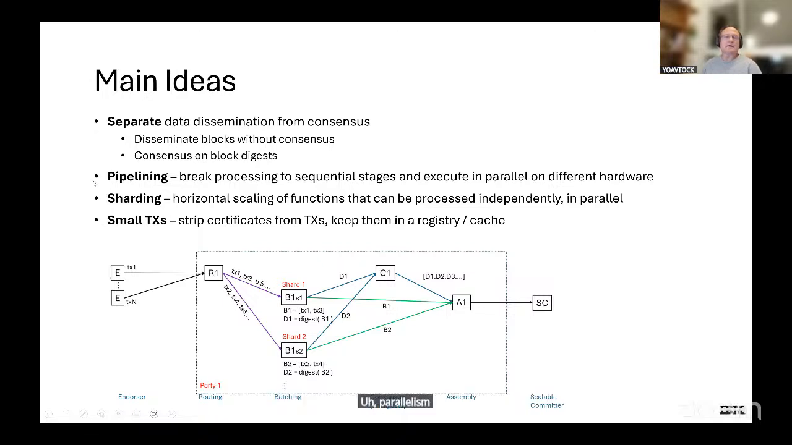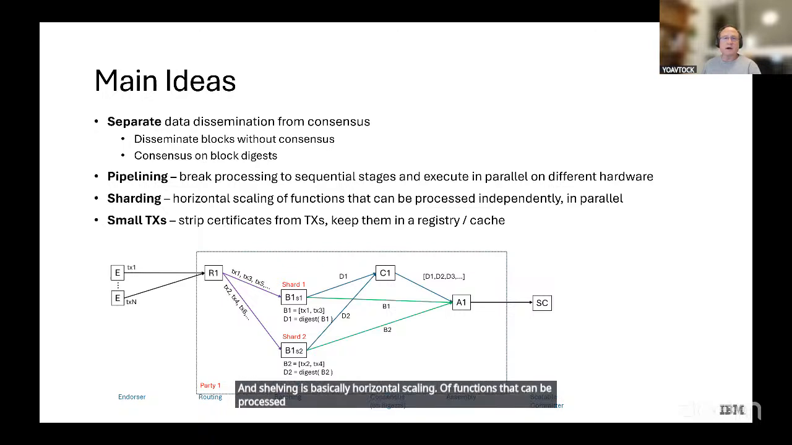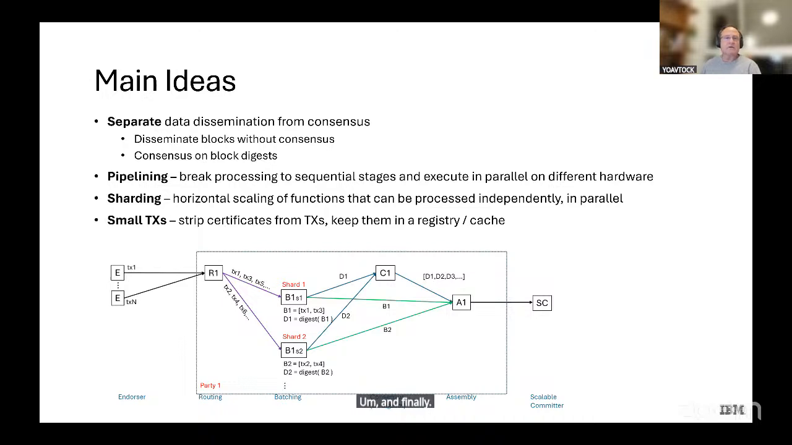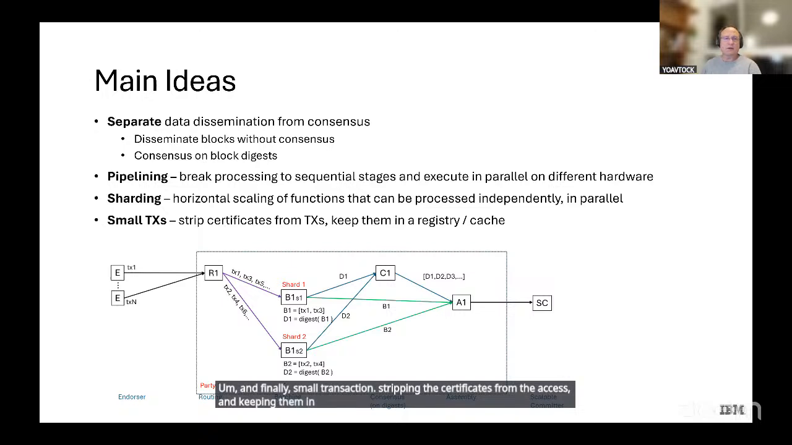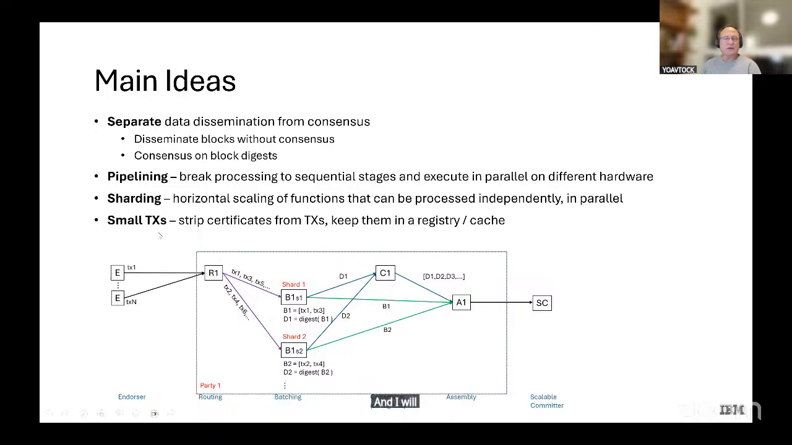Parallelism is implemented by introducing pipelining, breaking the processing into sequential stages and executing in parallel on different hardware. And sharding is basically horizontal scaling of functions that can be processed independently in parallel. And finally, small transaction: stripping the certificates from the access and keeping them in a registry or a cache. I will not discuss small transactions today. This is a topic that is reserved for the Fabric X LFDT webinar next month.